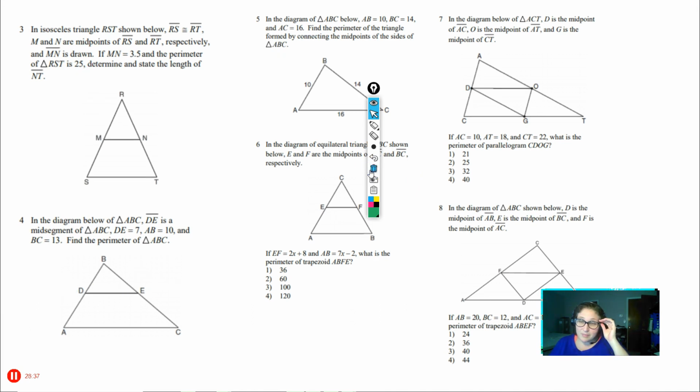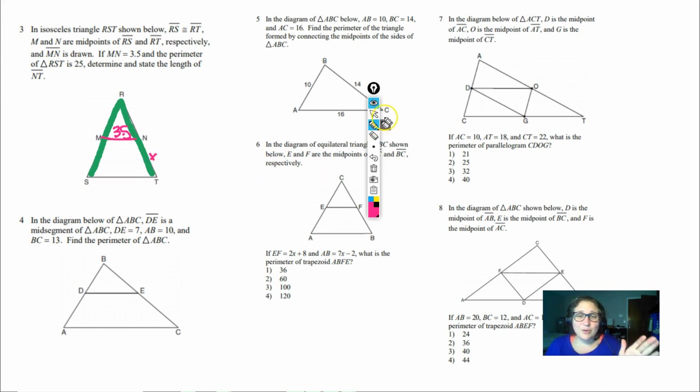This is the one that's the mid-segment, and you will see a mid-segment question on this, and you'll probably see a mid-segment question on your interim and your district assessment, because it's just one of the fundamental geometry pieces. Okay, so it says here we have an isosceles triangle. We know that these sides are congruent. And it says that we have our midpoints. That's really bold here. And we know that this is 3.5. And it wants to know this piece of this.